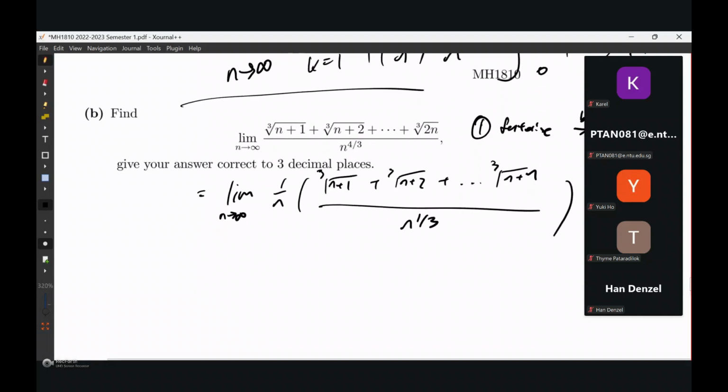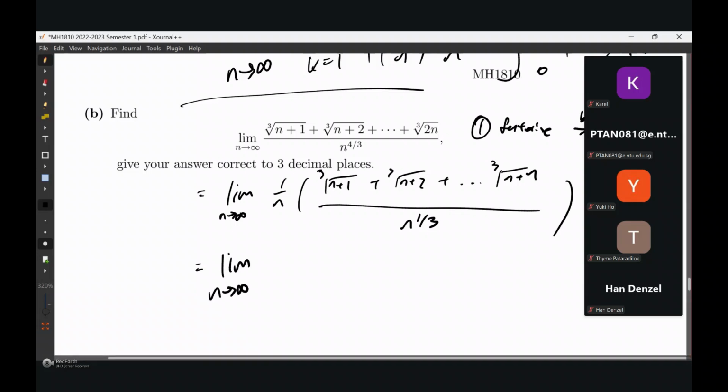Now you should be doing, always, factorize out 1 over n. Okay, the second step, you try and simplify. So after you simplify, the second step is you want to find k over n. Okay, find k over n.